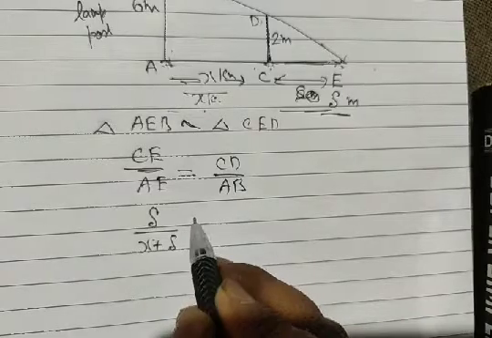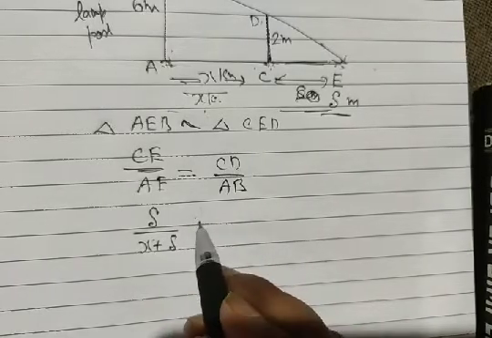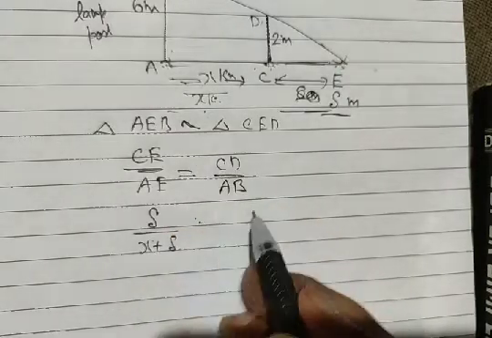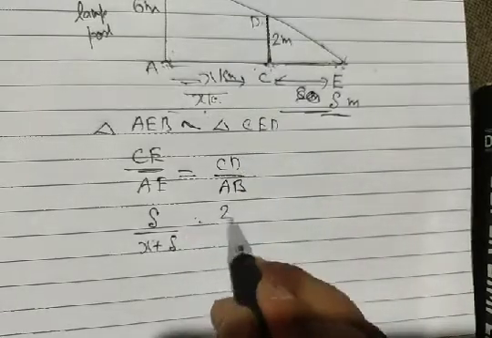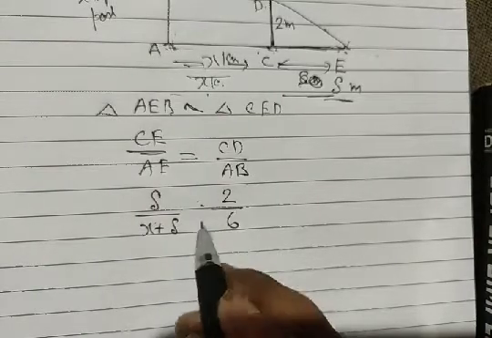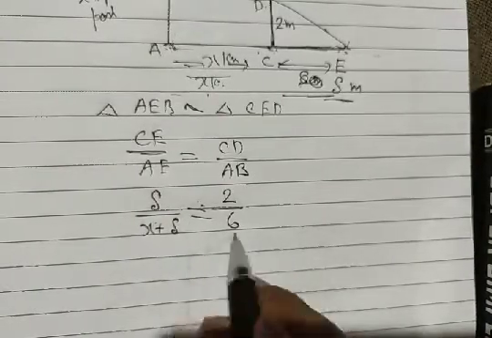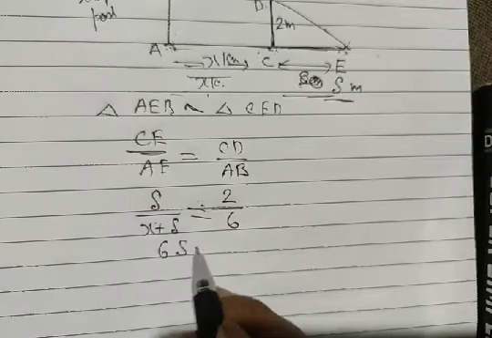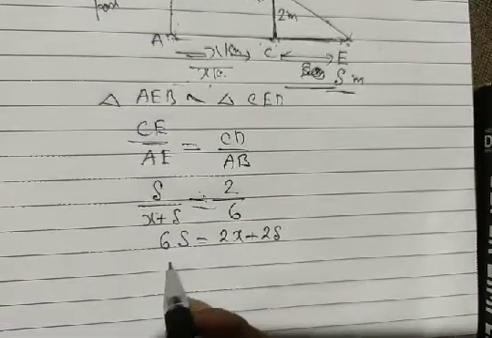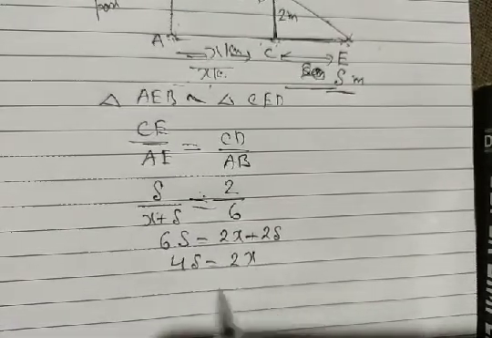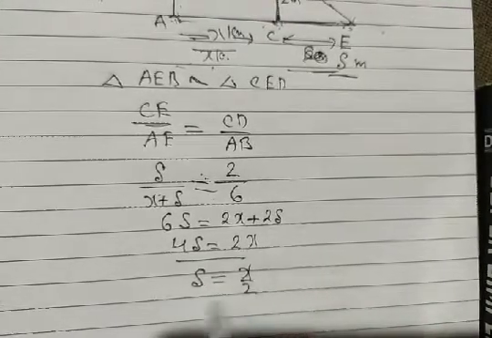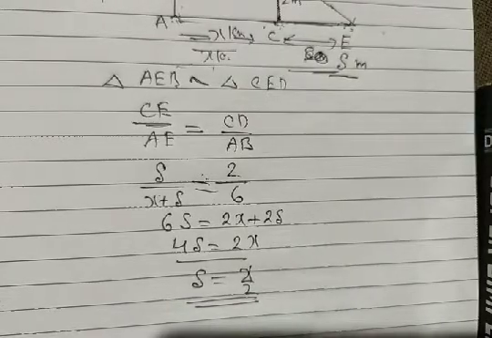Putting the values here, we get S over X plus S equals CD over AB, where CD is 2 and AB is 6. Now we solve it. We get 6S equals 2X plus 2S, so 4S equals 2X. Then the distance S is X by 2.